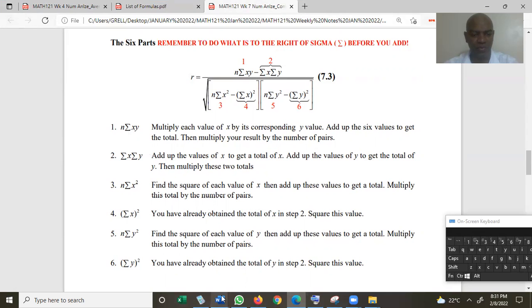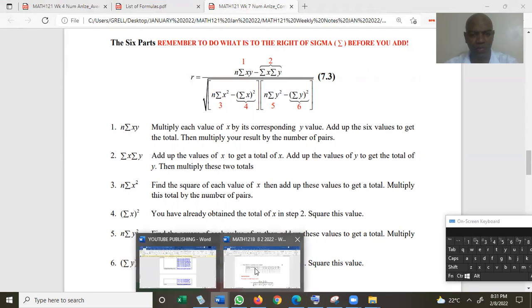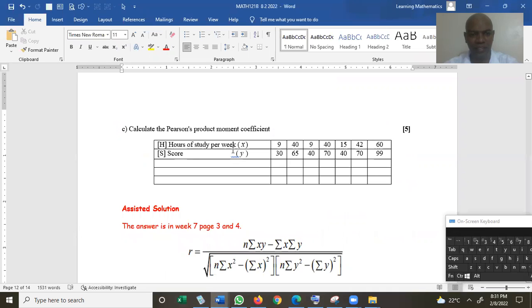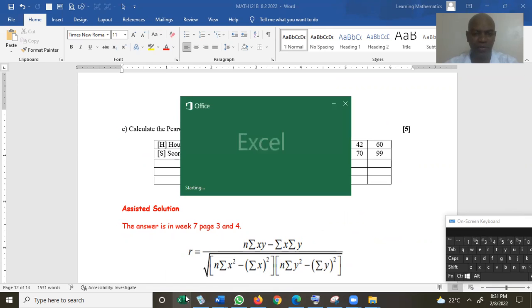So when we go to our working, these are our x's and our y's. We have to find xy first, and then sum, and then multiply by 7. So we're going to find the xy first. To find the xy, we can multiply 9 by 30, 270, 40 by 65, and so on, but we can easily use Excel to help us with these calculations.